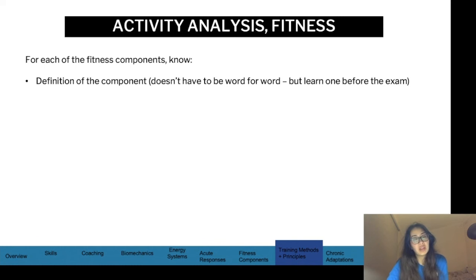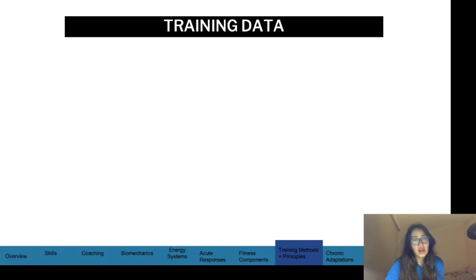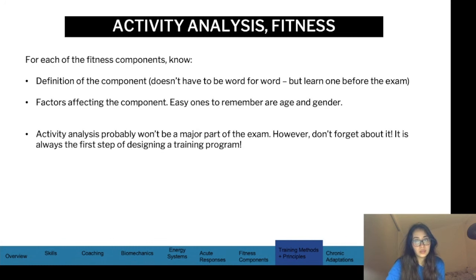So as I mentioned, for each of the fitness components, make sure you know a definition of the word. It doesn't have to be word for word, but learn one before the exam. And factors which affect the component. Activity analysis will be a major part of the exam, so I'm not sure why it's written there, but it's always the first step in designing a training program.